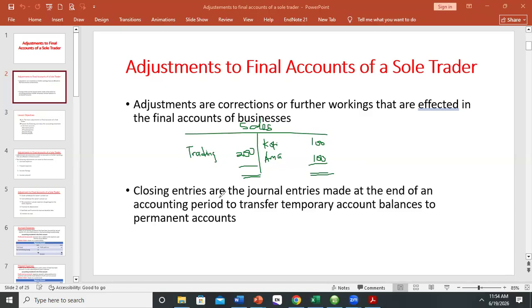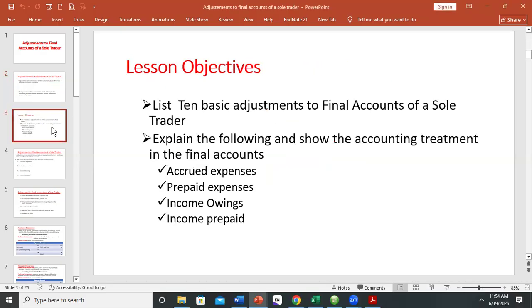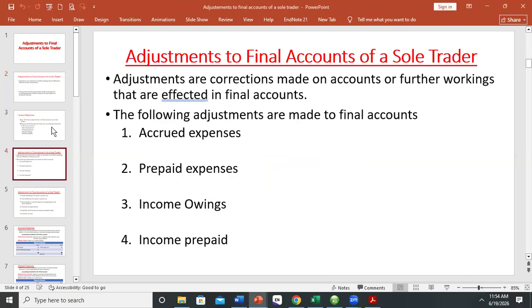But at your level, you are not going to be preparing or doing these closing entries. Most of the things you'll be doing will be the further workings, that's the additions and subtractions. Okay? But then you needed to appreciate what closing entries are. So now let's begin to look at some of the adjustments that we are supposed to look at. So Professor, there are about 10 of them. Okay, so quickly, let me take you through them. We take each of them into details.